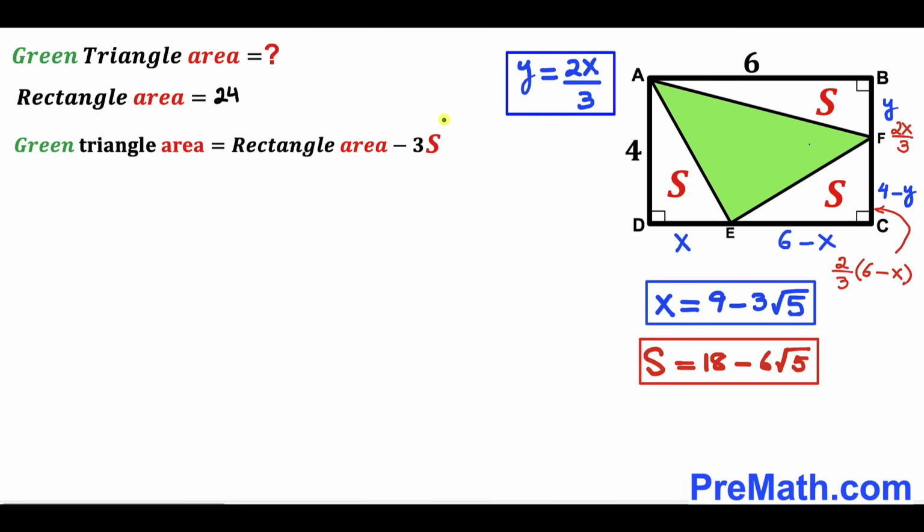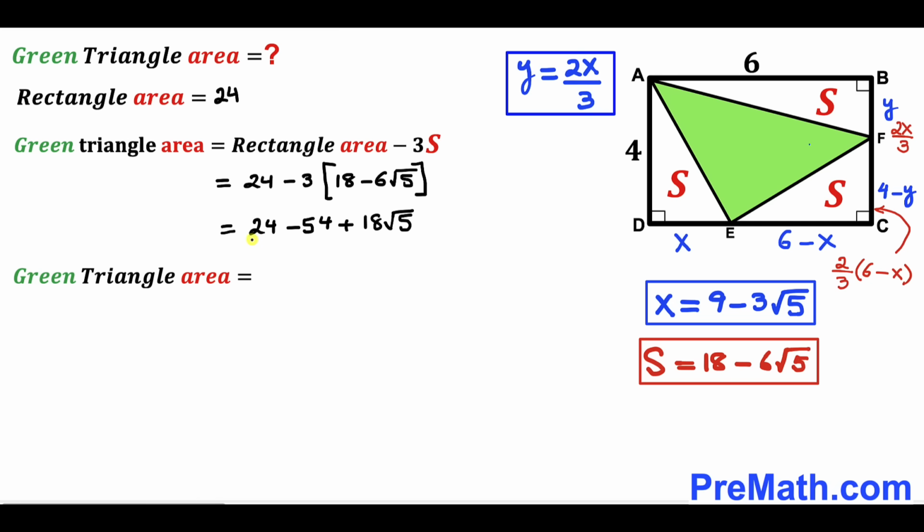Let's recall this equation once again. The green triangle area is equal to the rectangle area minus 3 times the S. And here our rectangle area is 24, and our uppercase S value is 18 minus 6 times square root of 5. So let's go ahead and fill in the blanks. We can write 24 minus 3 times the uppercase S value, 18 minus 6 times square root of 5. And now we are going to distribute 3. And now we can see 24 minus 54 is negative 30.